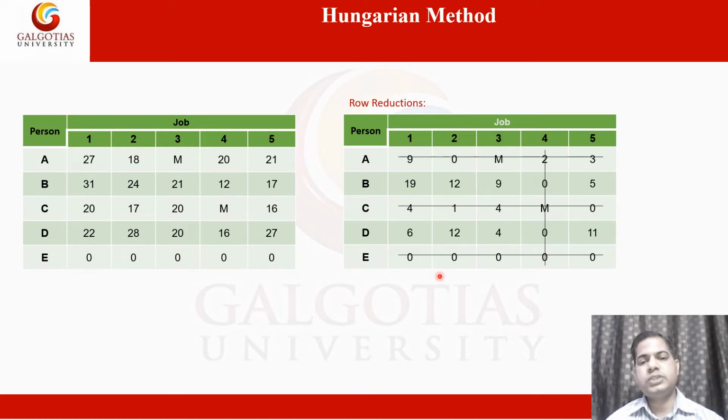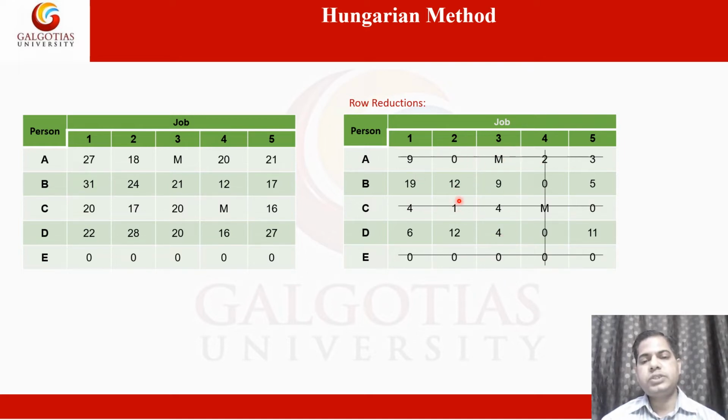Now in this table I have to apply the column deduction step. The column deduction step says that we subtract the minimum element of a particular column from each and every element of that column. In the first column we have 0 as the minimum element, so this column will remain the same. In the second column we again have 0 as the minimum element, so it remains the same. In each and every column we have 0 as the minimum element, so there is no need to apply the column deduction step on this table.